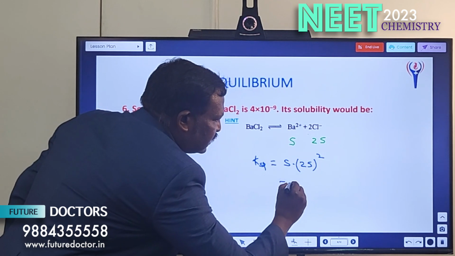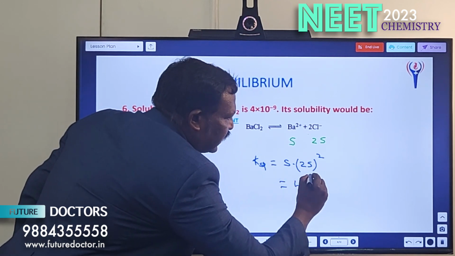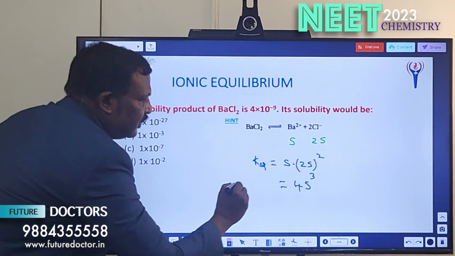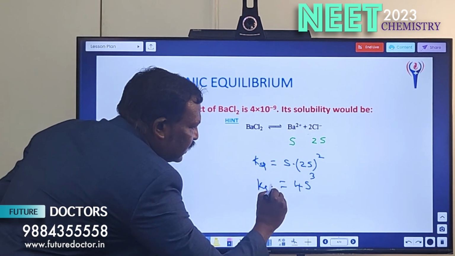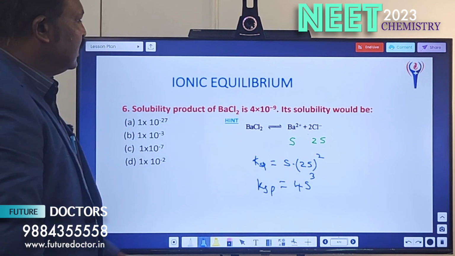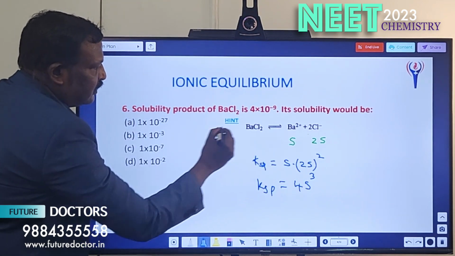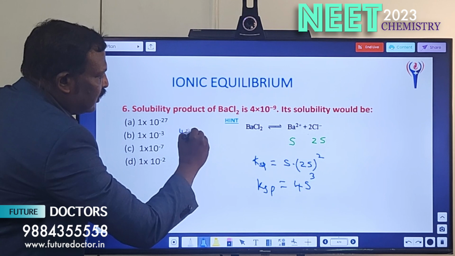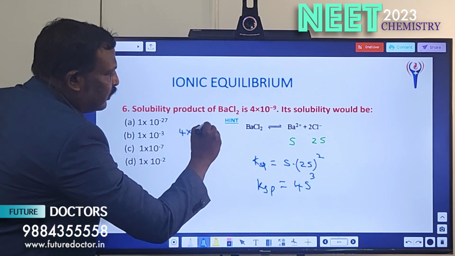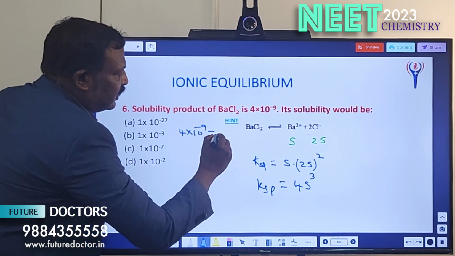As usual, I told you the same model sum. This comes out to 4S power 3. Then the left-hand side, as usual, is Ksp. They're asking to find only the solubility, same sum. Instead of this Ksp, we can put 4 into 10 power minus 9, which is equal to what?